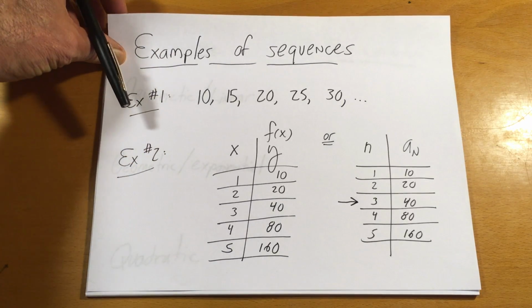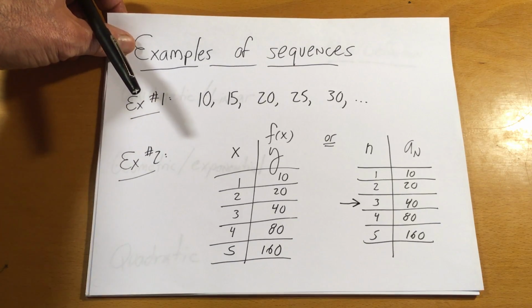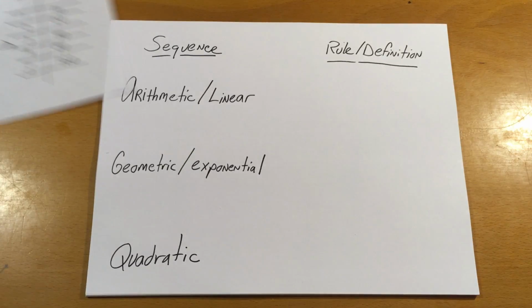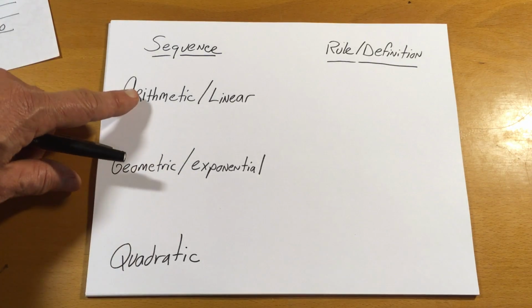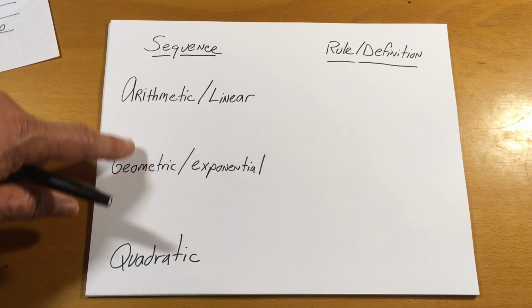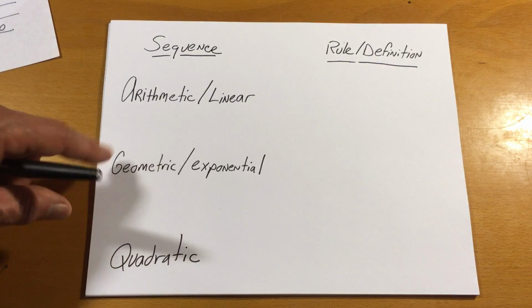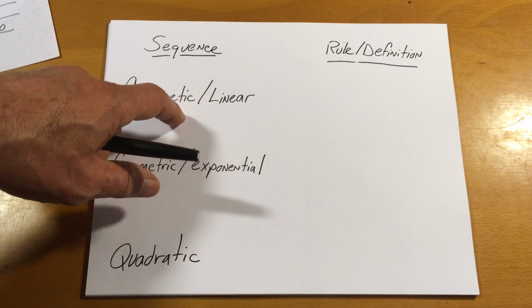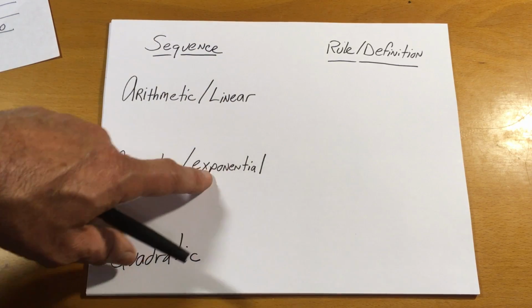The first thing I want to talk about in this video is the three common sequences that we're going to go over and the definitions of each one. So the three types of sequences we're going to deal with are arithmetic, geometric, and quadratic. Just to complicate things a little bit, arithmetic is sometimes called linear. These terms simply mean exactly the same thing. Geometric is sometimes called exponential.